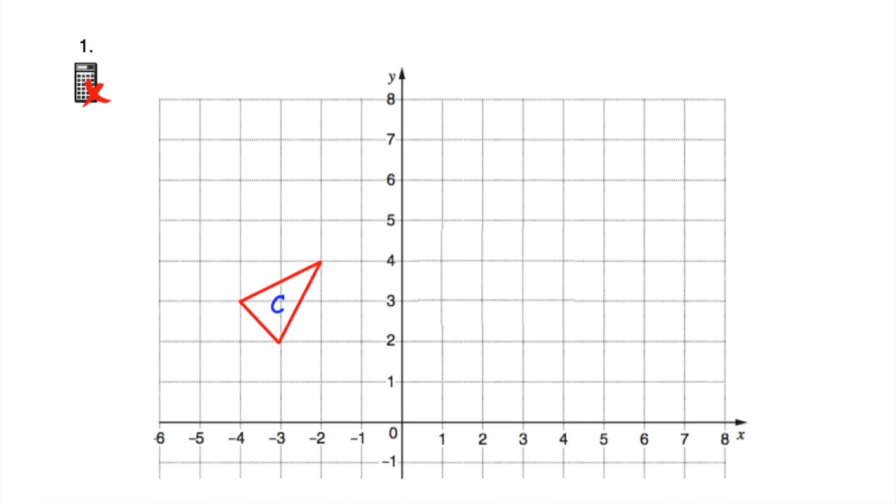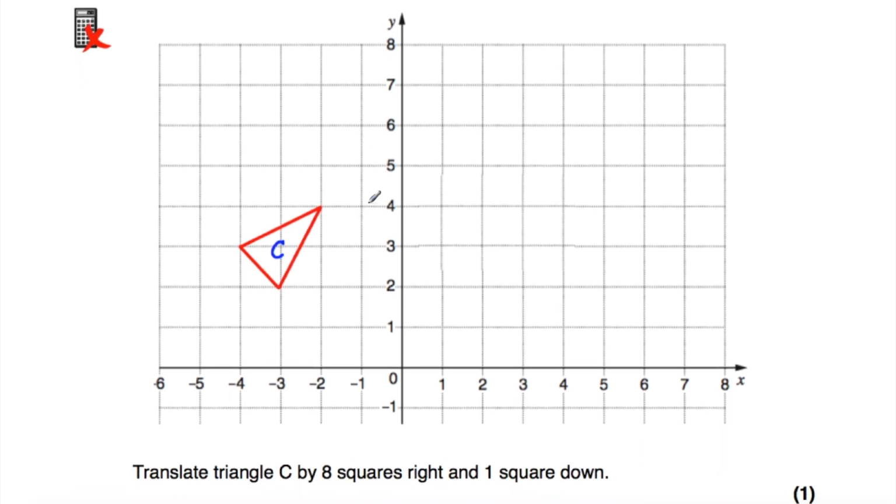Okay, so question number one. We've got this triangle C on this grid, and we've been asked to translate C by 8 squares to the right and 1 square down. So what we need to do is translate or slide this triangle 8 squares to the right and 1 square down. I like to do each corner at a time.